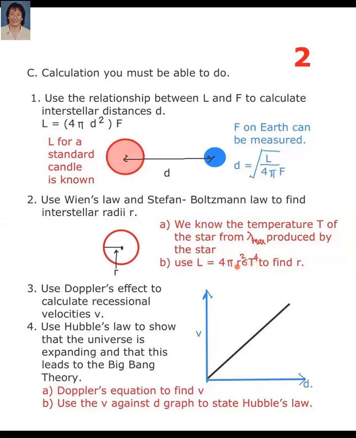Then number 3, use the Doppler effect to calculate recessional velocity v. And then number 4, use Hubble's law to show that the universe is expanding. And this leads to the Big Bang theory. Hubble basically did 2 things. He used the Doppler equation to find the velocity. And then he used the velocity against d graph to state Hubble's law, to come to a conclusion that recessional velocity is proportional to the distance of the star from Earth.